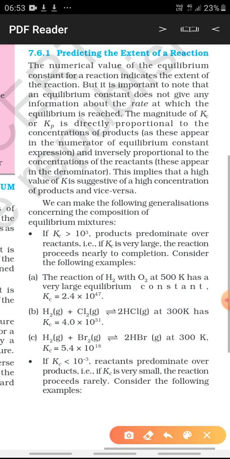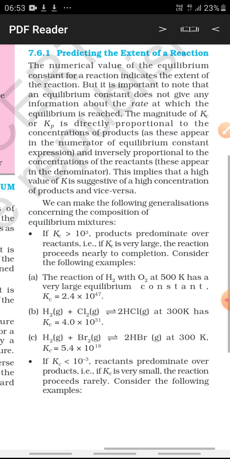See, suppose the value of Kc is greater than 10 raised to power 3. That means the product predominates. That means the product is produced more and the reactants are left very less. Such reactions are very useful. If Kc is large, the reaction proceeds nearly to completion.